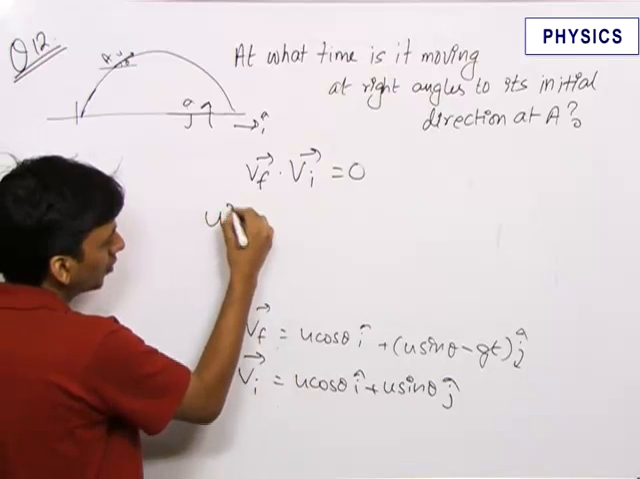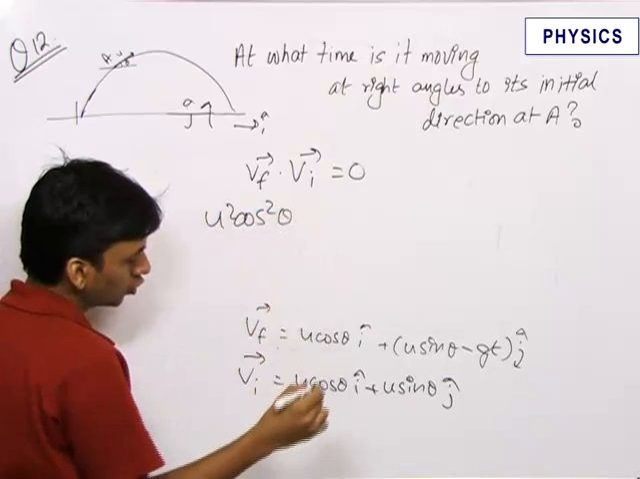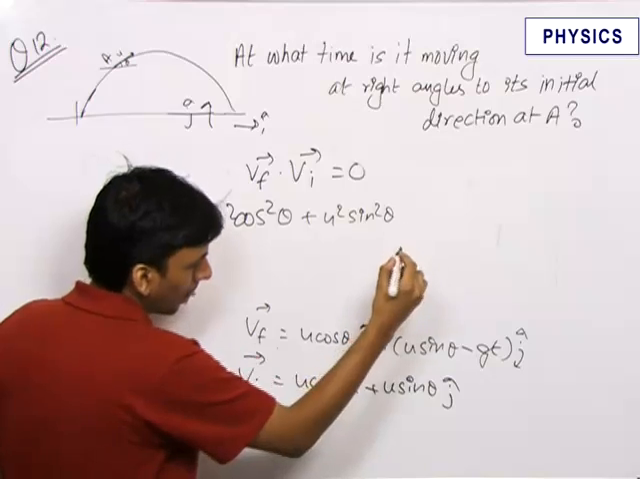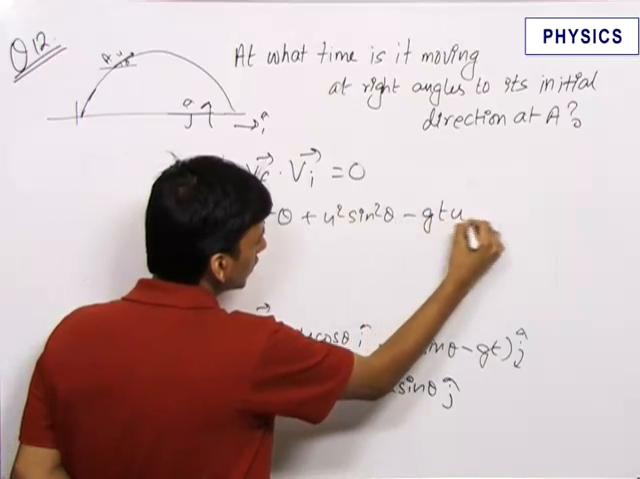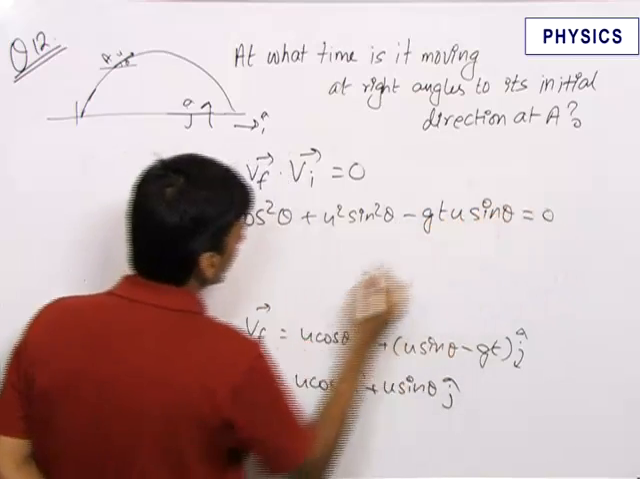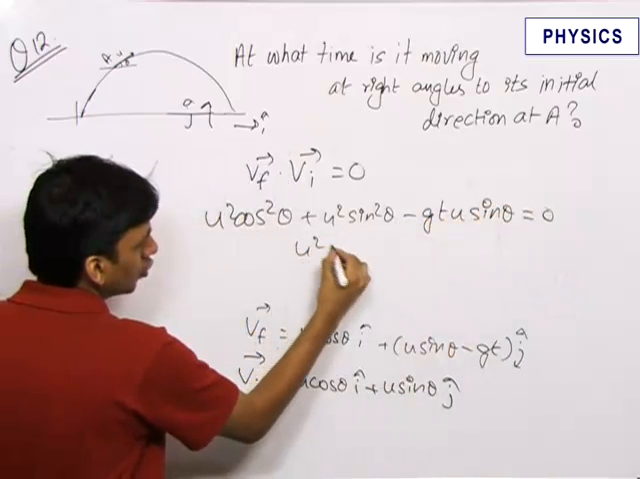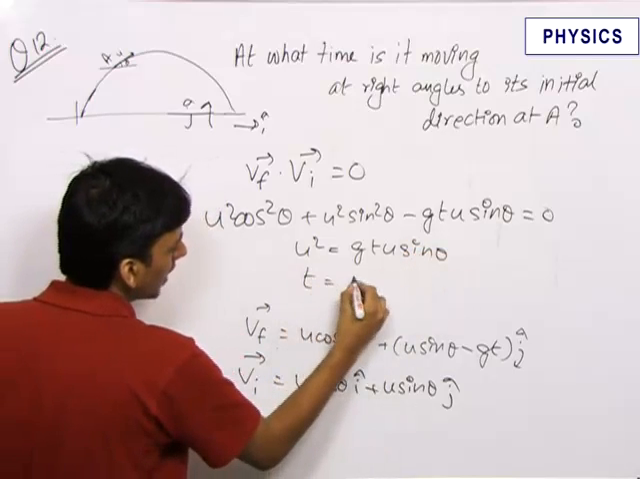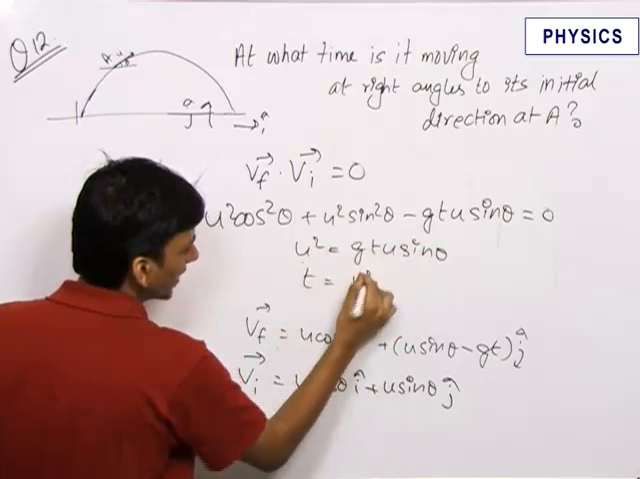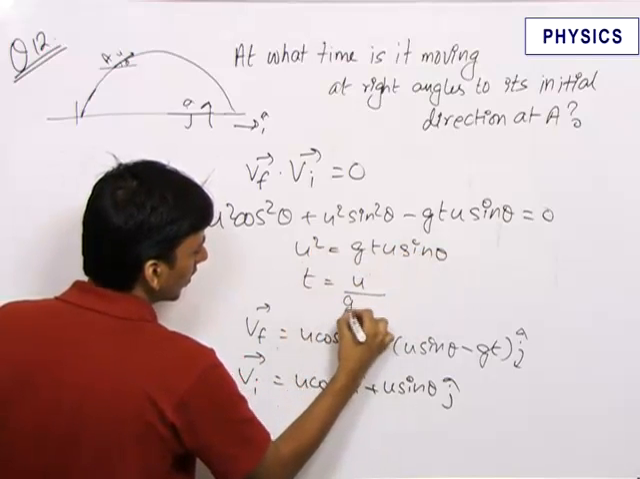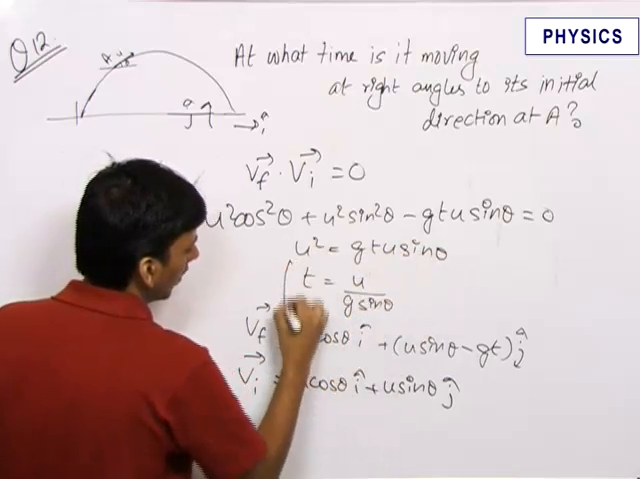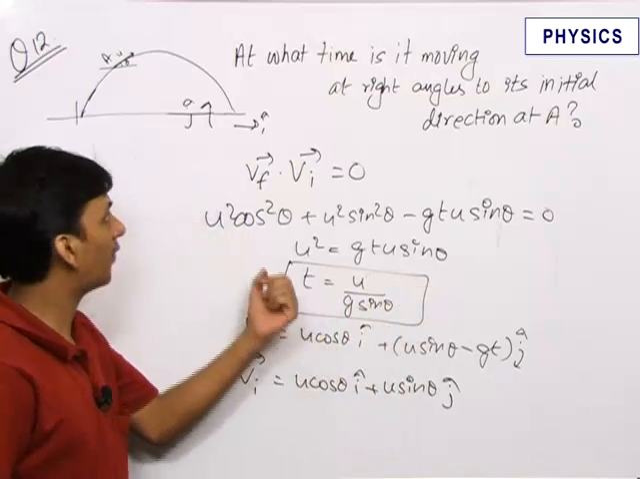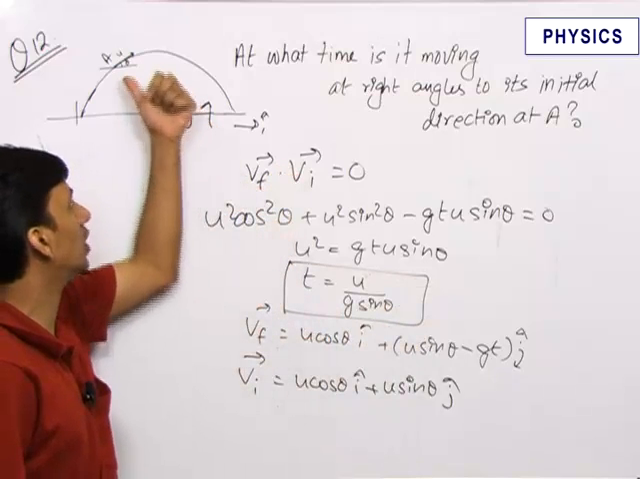So while doing the dot product to be 0, we get the equation u square cos square theta plus u square sin square theta minus gt u sin theta equal to 0. This can be written as u square is equal to gt u sin theta. Therefore we get the time as u square upon, u gets cancelled, u upon g sin theta. So final answer stands as u upon g sin theta is the time after which the velocity vector becomes perpendicular to the original vector.